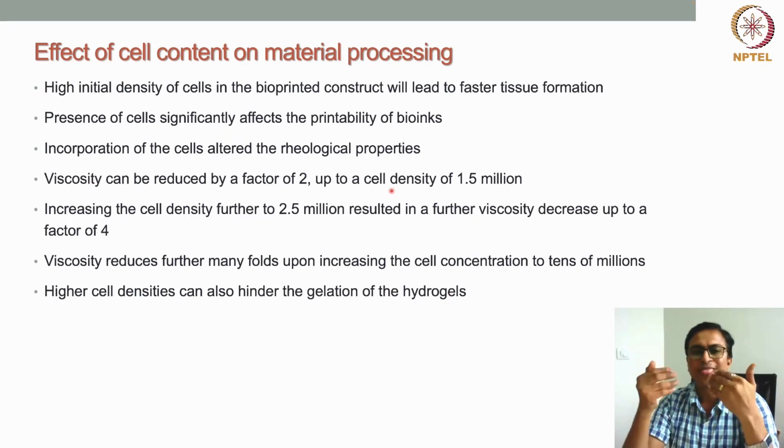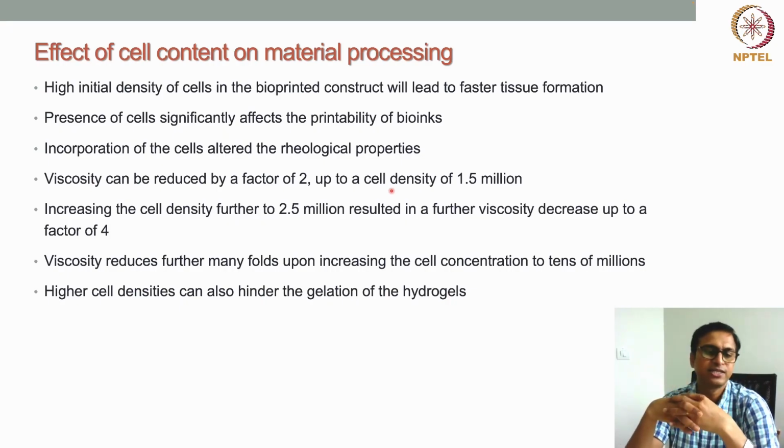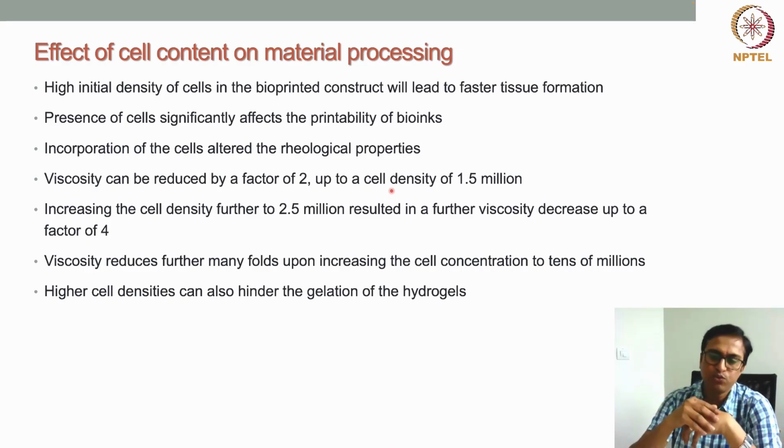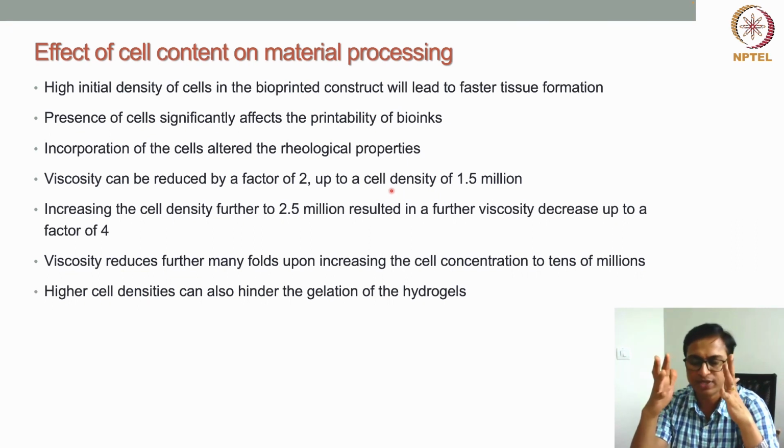And we know that higher initial cell density in the bioprinted construct can help in faster tissue formation if the cell number is very high, because if we want to reach the tissue level, in the tissue the cellular level is very high.